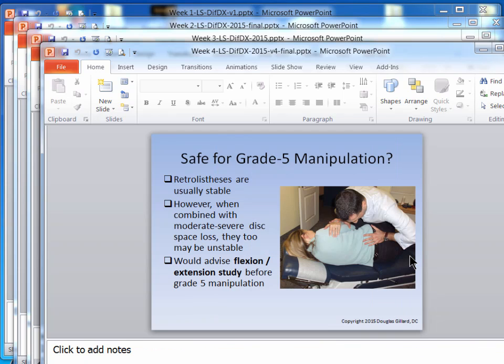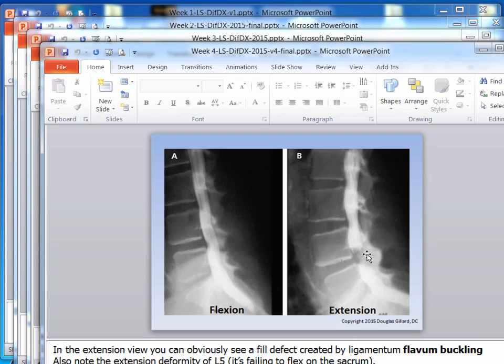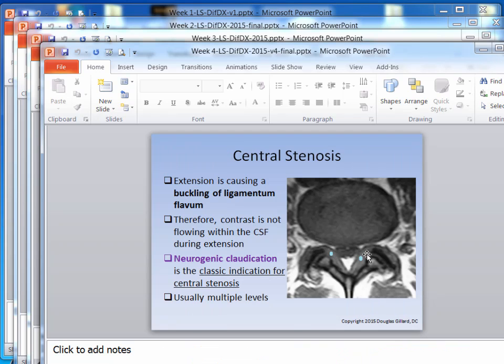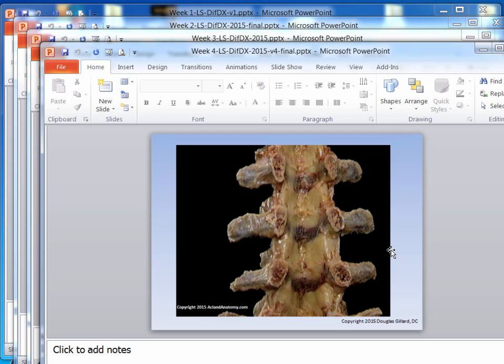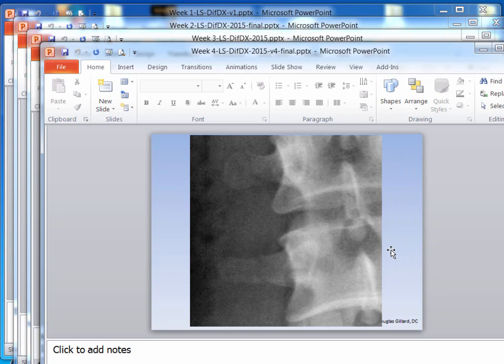Retrolisthesis. Talked about that. There's our cross-dresser. Shopping cart sign. I didn't even put that in there, did I? Shopping cart sign. That's an actual real sign. We talked about this case. Blue dots, ligamentum flavum. That's central stenosis. Ligamentum flavum. Better not miss those if they're on there.